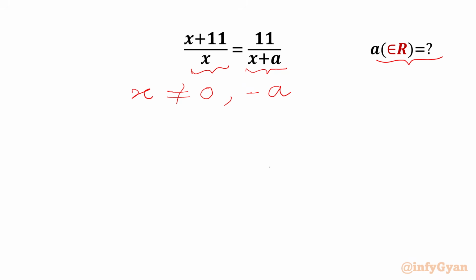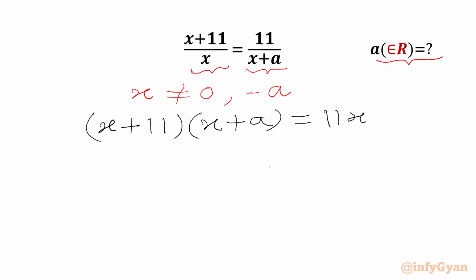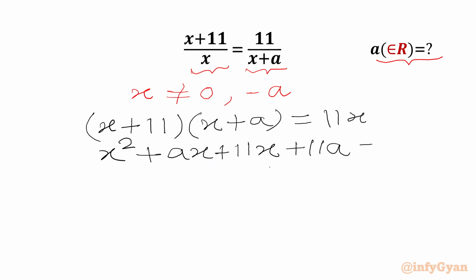Now we will multiply by x both sides, then x plus a both sides. We will get x plus 11 times x plus a equal to 11 times x. Now we will multiply these two brackets and get x square plus ax plus 11x plus 11a equal to 11x. Now we will subtract 11x from both the sides.